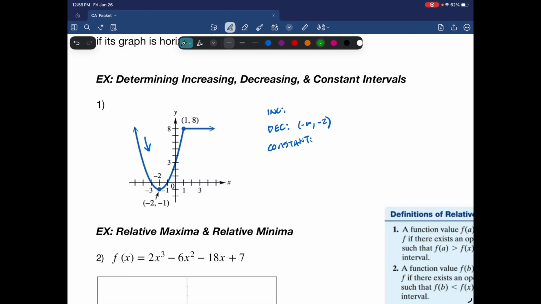All right, so again, we're going from left to right. Then the next interval is from -2 to +1, and here it's going up. So I got -2 to +1. And then it's constant from 1 to infinity. All right, so that's the idea.